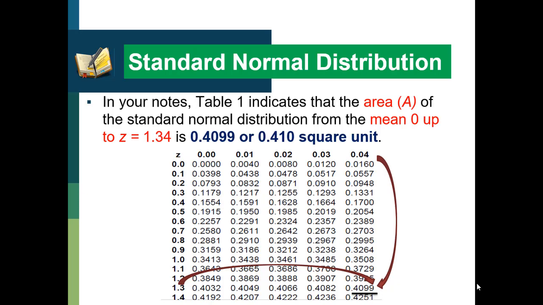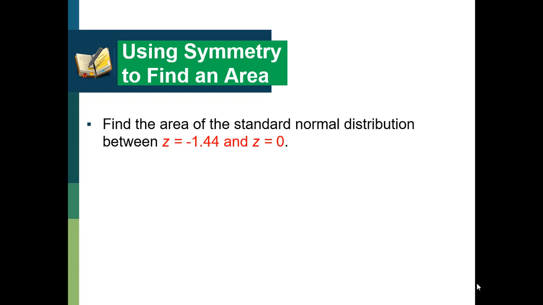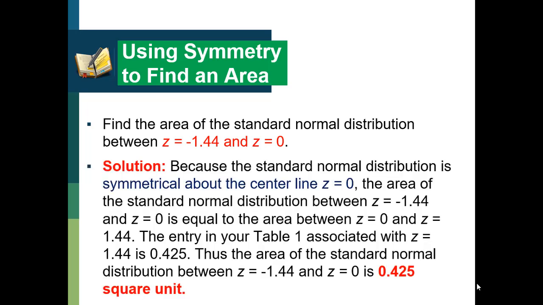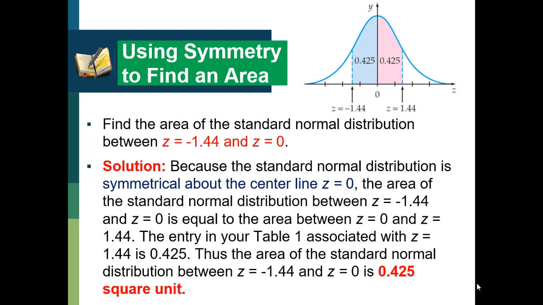Is that clear? Alright. Let's practice finding an area using symmetry. For example, find the area of the standard normal distribution between z is equal to negative 1.44 and z is equal to 0. Now, because the standard normal distribution is symmetrical about the center line z is equal to 0, you can see it in the graph presented. That is symmetric.